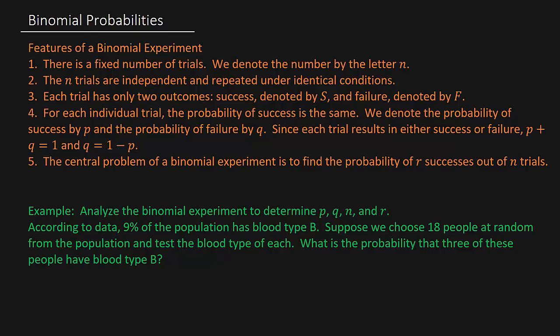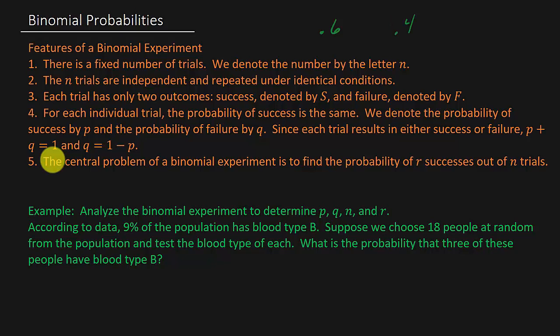For each individual trial, the probability of success is the same. We denote the probability of success by the letter P, and the probability of failure by the letter Q. Since each trial results in either success or failure, P plus Q is equal to 1. Because let's just say there's a 60% chance that you get a success, so the success is 0.6. Then the probability of failure would be 0.4, and if you add those together, that would give you 1.